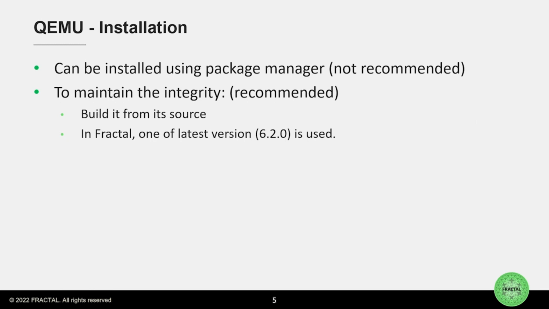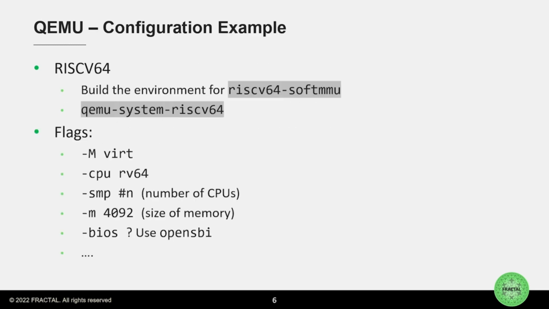The installation process is simple. It can be installed using package managers, which we do not recommend because we do not need all of its components. In this project, for the reason of integrity, we chose to build it from the source code and use version 6.2, which is one of the latest versions at the time of this presentation. A simple configuration for the RISC-V architecture is shown in this slide.